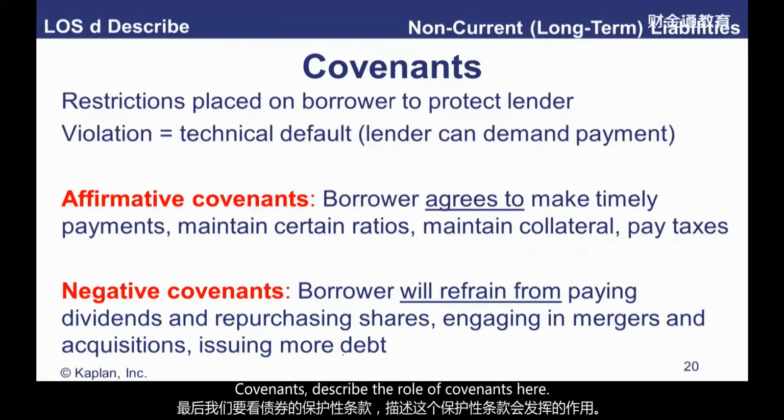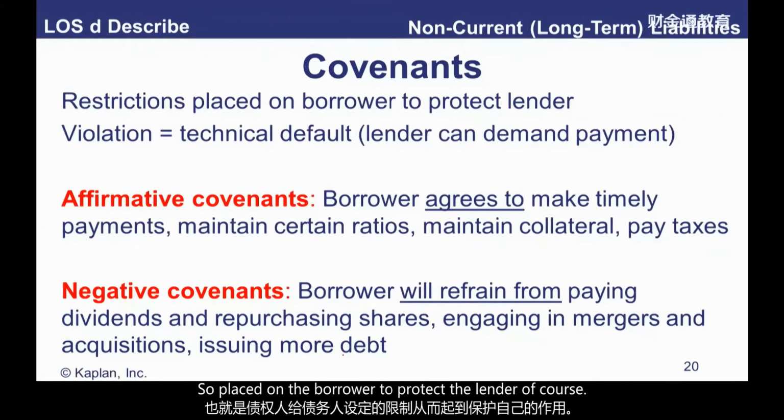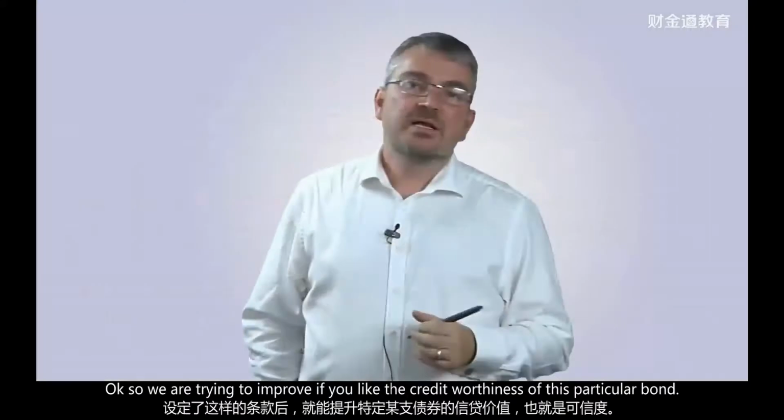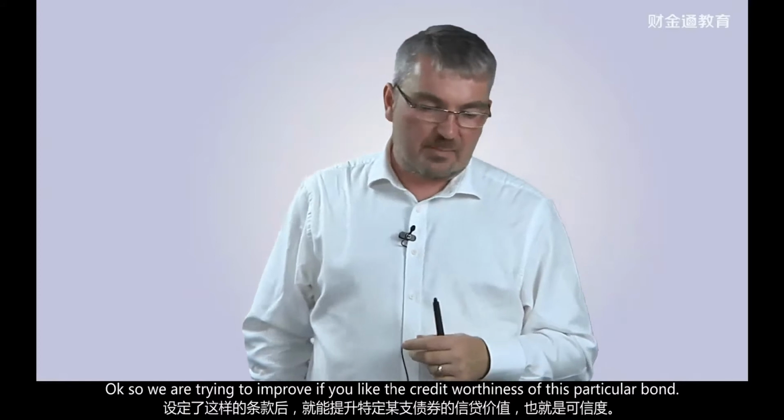Covenants. Describe the role of covenants here. Now, of course, covenants are placed on bonds essentially by the lender. So placed on a borrower to protect the lender, of course. Okay, so we're trying to improve, if you like, the creditworthiness of this particular bond.